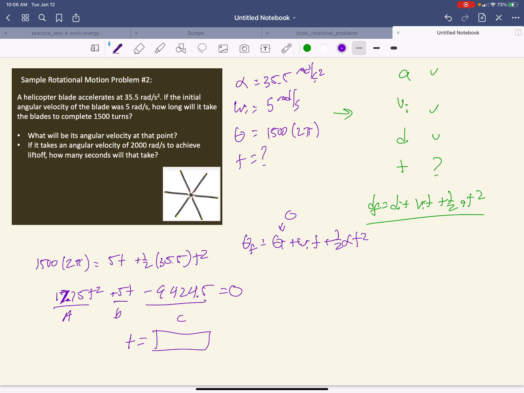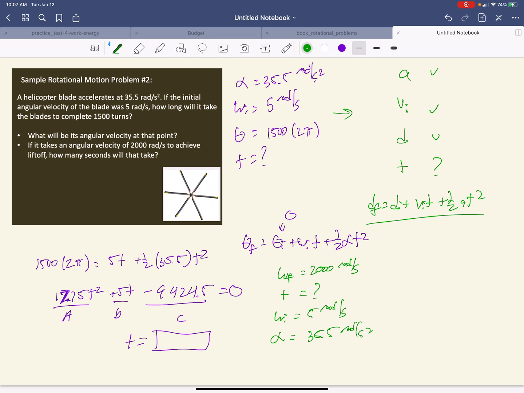And then, so we don't know what the time is, but I can set you up for the solution for the next part. If it takes an angular velocity of 2,000 radians per second to achieve liftoff, how many seconds will that take? I'm going to do this in green just to separate it. So in this case, the omega f is 2,000 radians per second. And we're trying to figure out the time it takes to get liftoff. Well, the original angular velocity was 5, and the acceleration was 35.5.